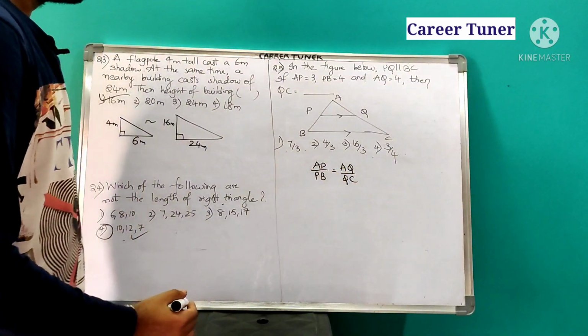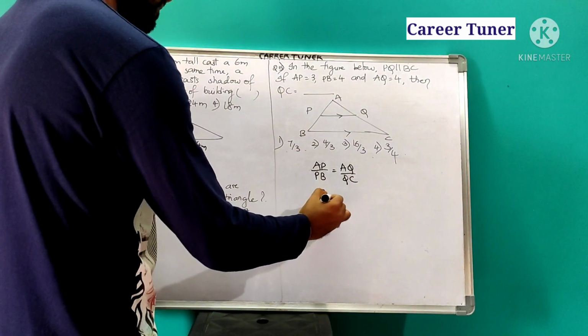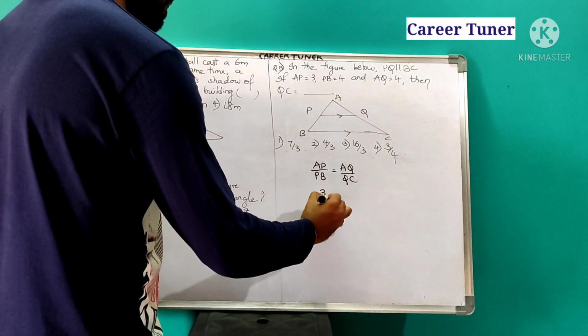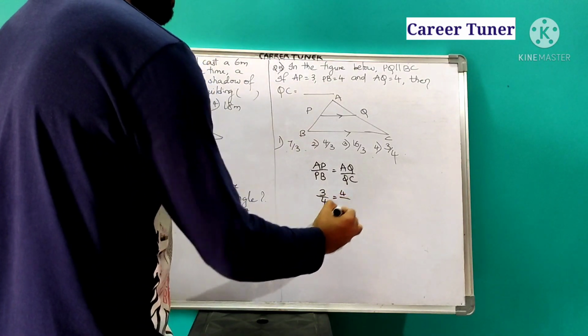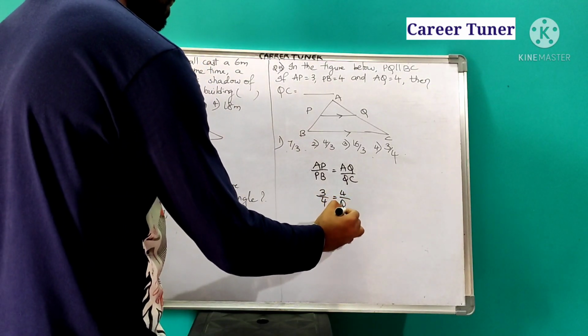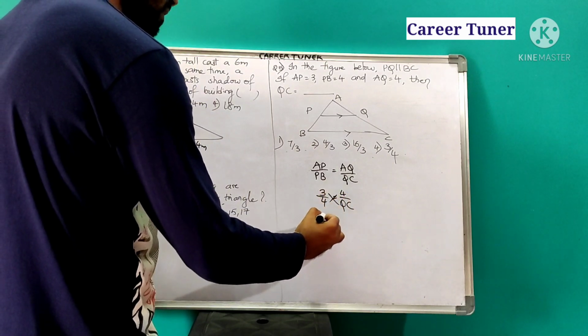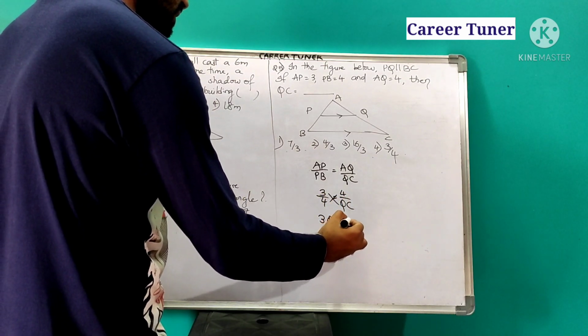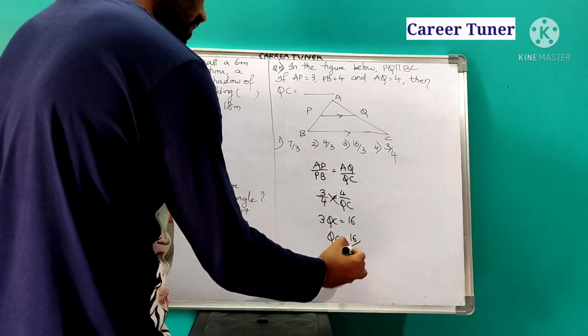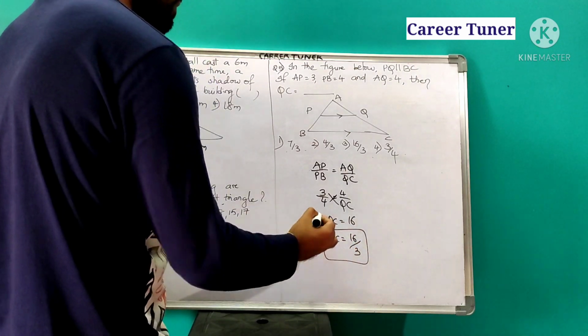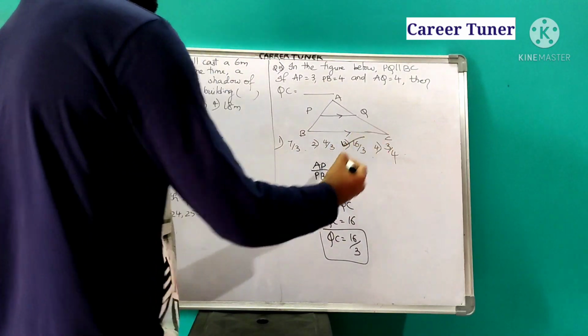So what is AP? AP is nothing but 3. Then what is PB? 4, which is equal to, what is AQ? 4. And what is QC? QC is not given. So what we are going to do, let us cross multiply. 3 times QC is nothing but equal to 16. Therefore QC is equal to how much? 16 by 3. So which option? 16 by 3, third option.